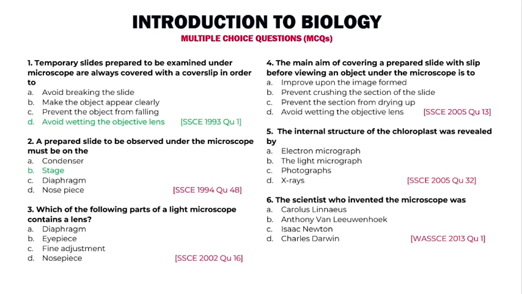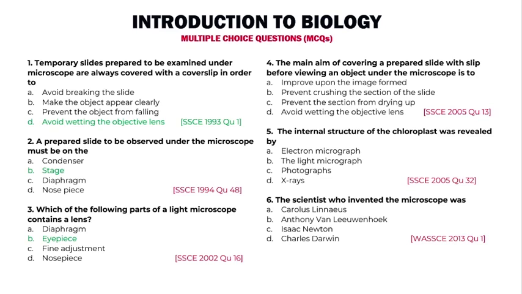Question number 3. Which of the following parts of a light microscope contains a lens? A. The diaphragm. B. The eyepiece. C. The fine adjustment. D. The nose piece. Now the question is asking which of the following parts of a light microscope contains a lens. The only part of a microscope that contains a lens from these options we have over here is B, the eyepiece. So the eyepiece of a microscope contains a lens.